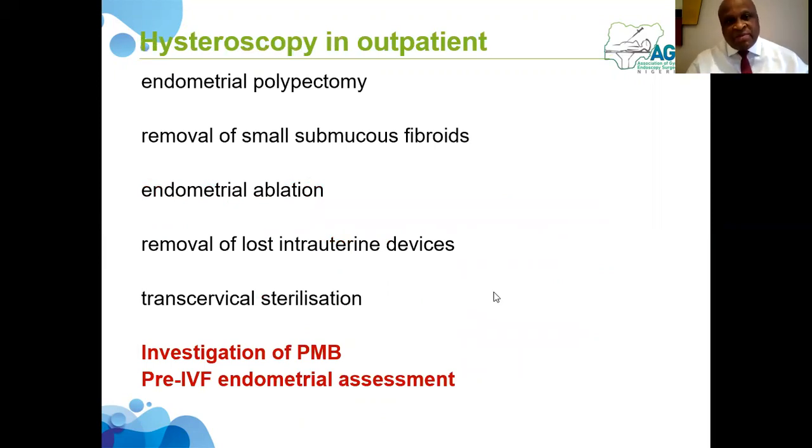Now, what procedures could be performed in outpatient? Straightforward endometrial polypectomy, removal of small submucosal fibroids, endometrial ablation, removal of lost intrauterine devices, and transcervical sterilization. Two key areas where outpatient hysteroscopy has been found to be very useful are the postmenopausal bleed clinics and pre-IVF endometrial assessment. I'm going to elaborate on those two briefly.